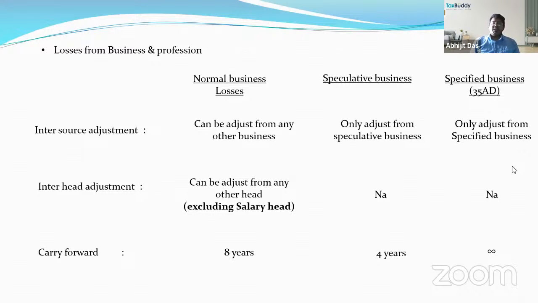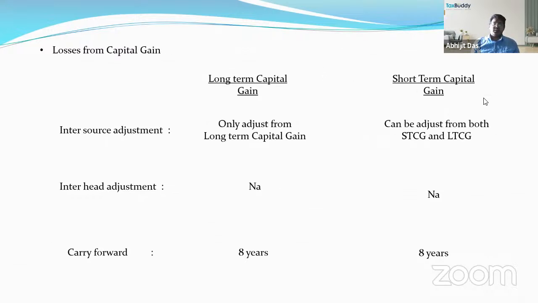Speculative business: inter-source adjustment can only be made against speculative business. Inter-head adjustment is not allowed, and the residual carry forward of loss is allowed for a period of 4 years. Specified business loss can only be adjusted against specified business. Inter-head adjustment is not possible, and the residual carry forward loss is eligible for an unlimited period.